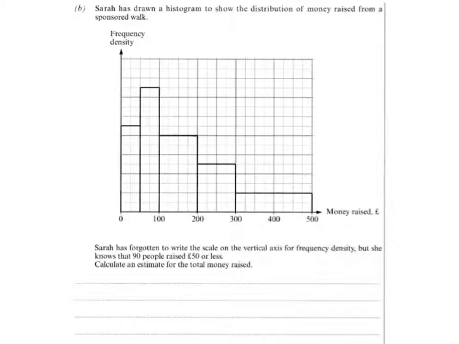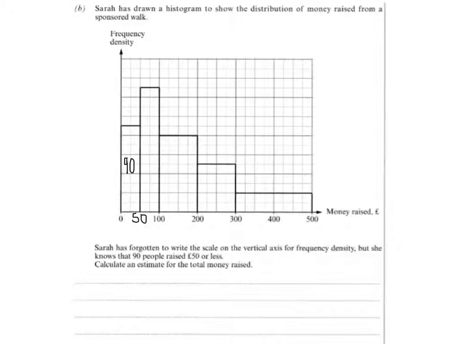So £50 or less, this is our money raised, the x-axis, £50 would be here. So £50 or less is represented by this bar here. And we know that that is equal to 90. She says that 90 people. So what we're essentially saying is we've got a rectangle here. This is 50. The area is 90. We want to know the frequency density, which is this one. So we essentially want to know the height.